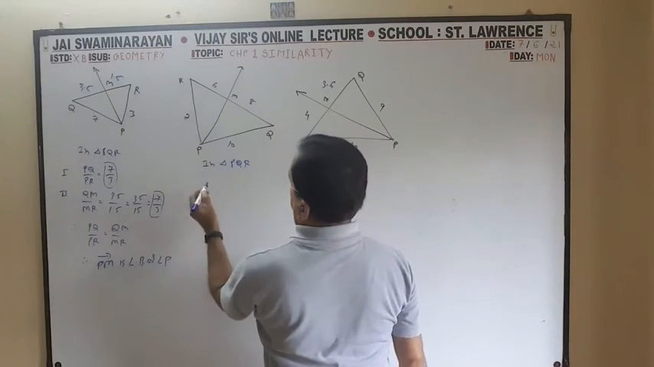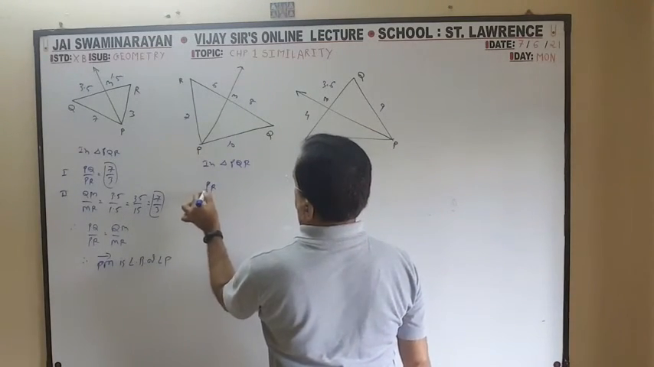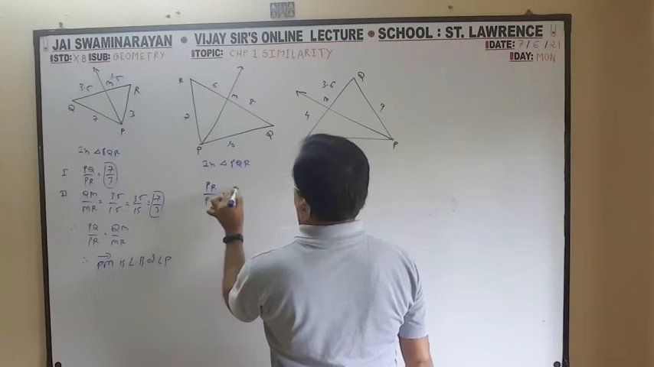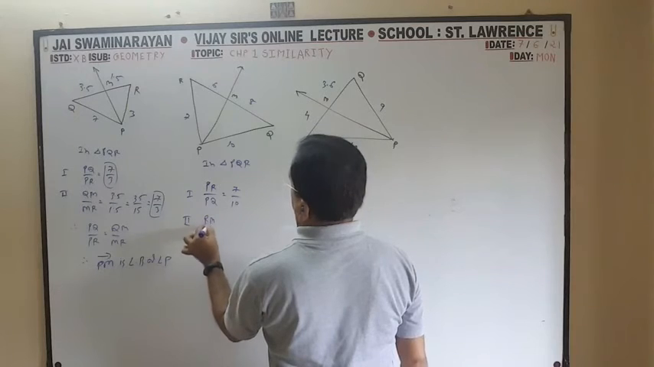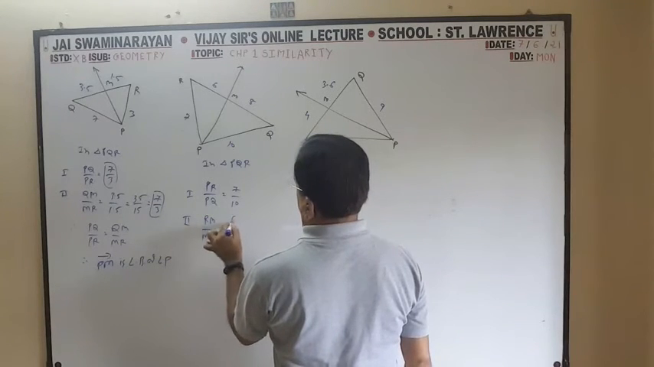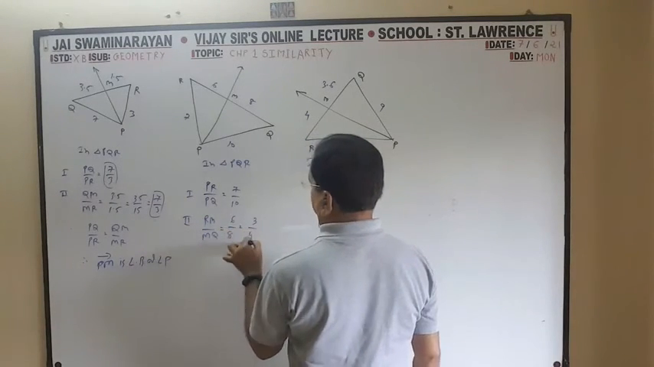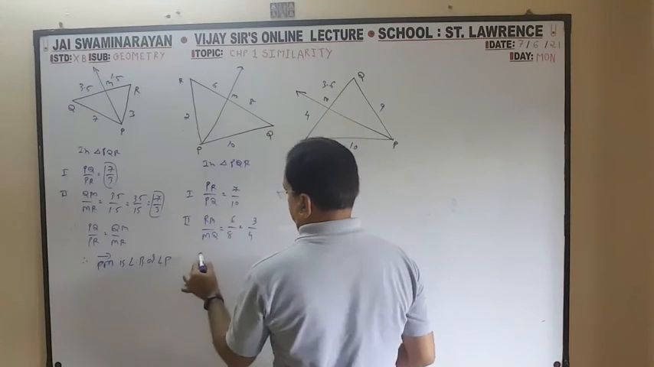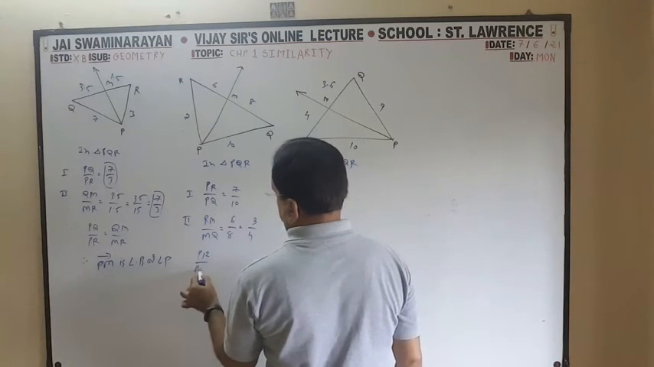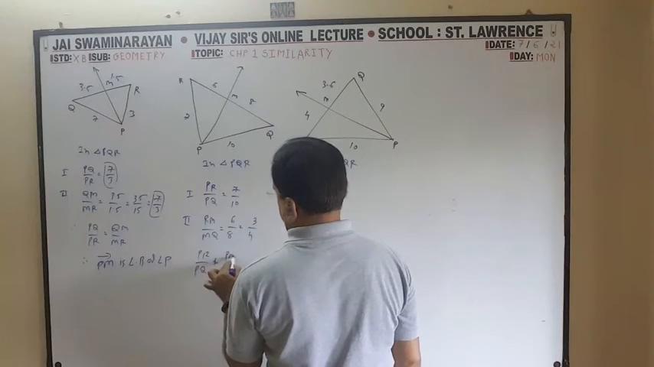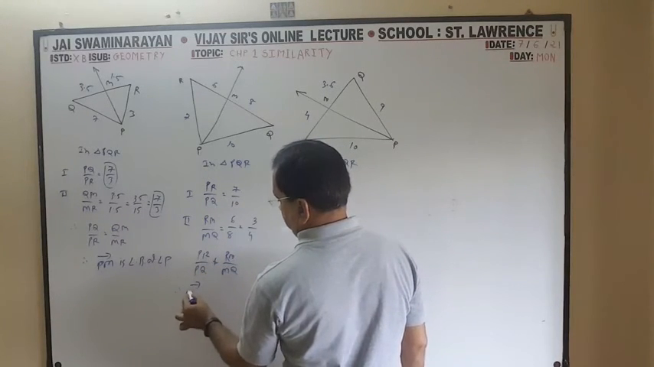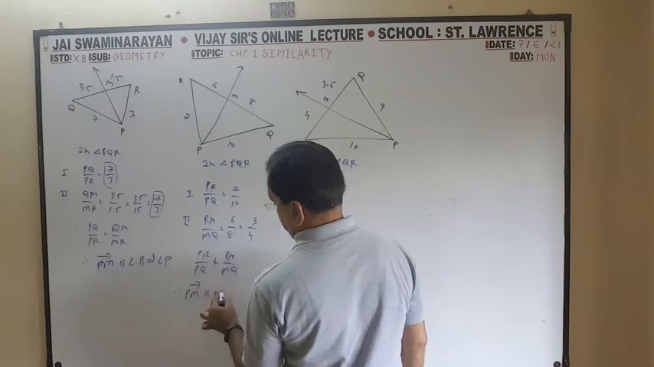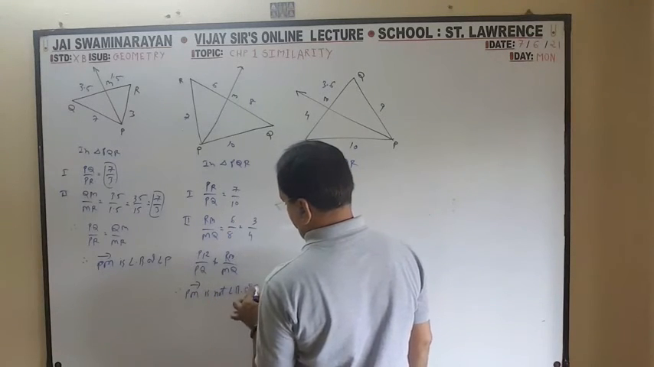Now up and down: PR, PQ, 7 by 10, this is first. Second, RM, MQ, 6 by 8, that is 3 by 4. Not equal. PR by PQ is not equal to RM by MQ. Therefore, this is not the angle bisector.